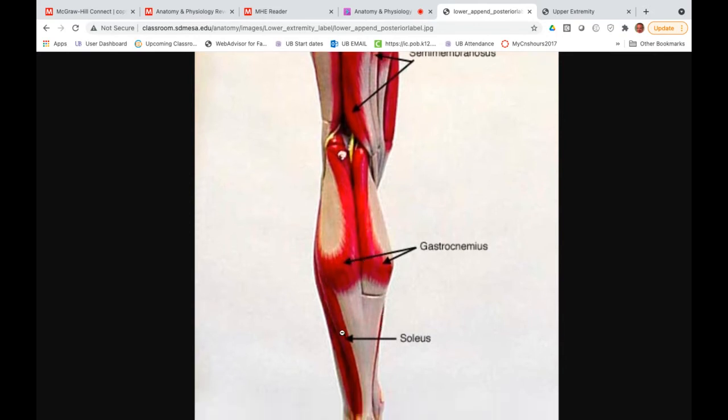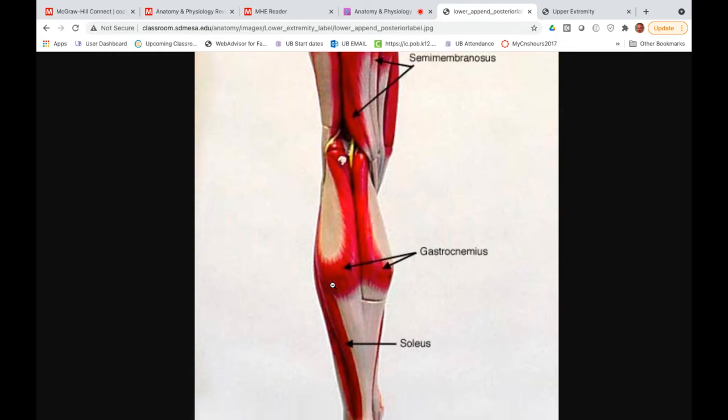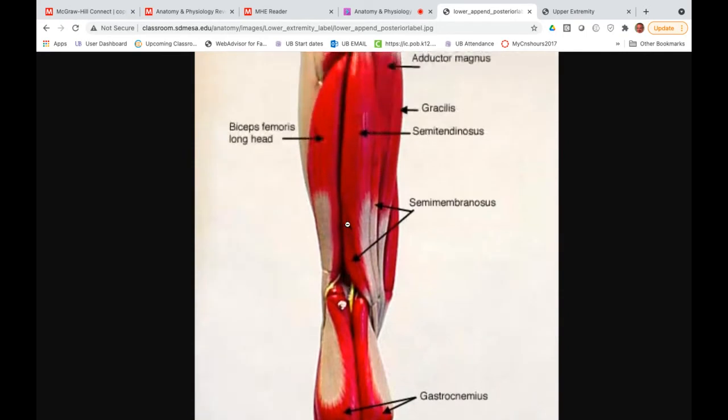Adjacent to the gastrocnemius is the soleus. Now, when we do the gastrocnemius, there's 2 heads to it. So there's a medial head of the gastrocnemius and a lateral head of the gastrocnemius. There's 2 heads.